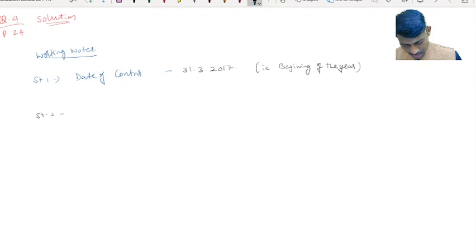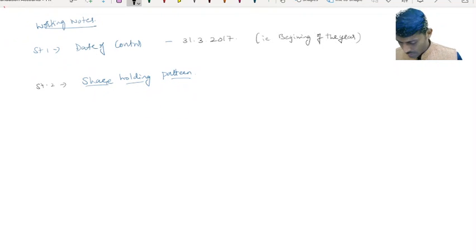Then step 2, shareholding pattern. In the shareholding pattern, first is A Limited, which is the holding company. 2000 shares we already have, out of 2500. Now the bonus issue is how much? Bonus issue is 1 for every 5. So 2500 into 1/5, which is 500 shares as bonus issue.